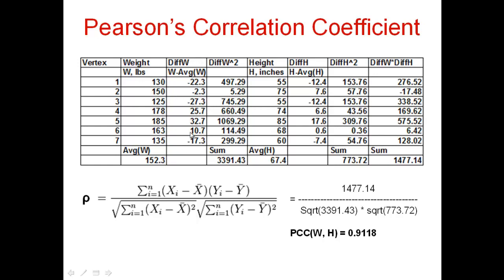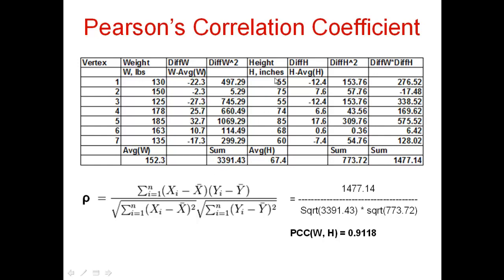So now once you find the difference in the weight values, you have to also find the square of the differences. So square these differences. So negative 22.3 squared is this, negative 2.3 squared is this, and so on. Now we have to find the sum of these squares of the differences. So this is the sum of these squares of the differences.